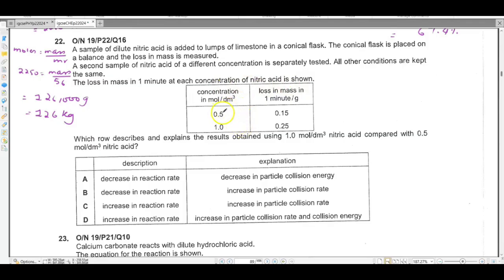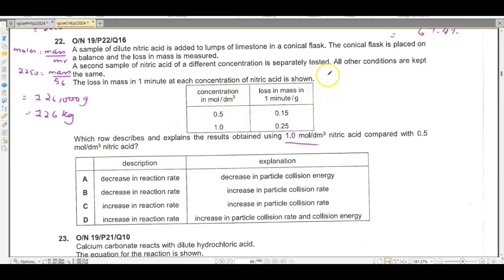Like when the concentration was 0.5 mole per decimeter cube, the loss in mass in 1 minute was 0.15. And when the concentration was 1.0, the loss in mass was 0.25. So which row describes and explains the result obtained using 1 mole per decimeter cube of nitric acid compared with 0.5 moles per decimeter cube of nitric acid?